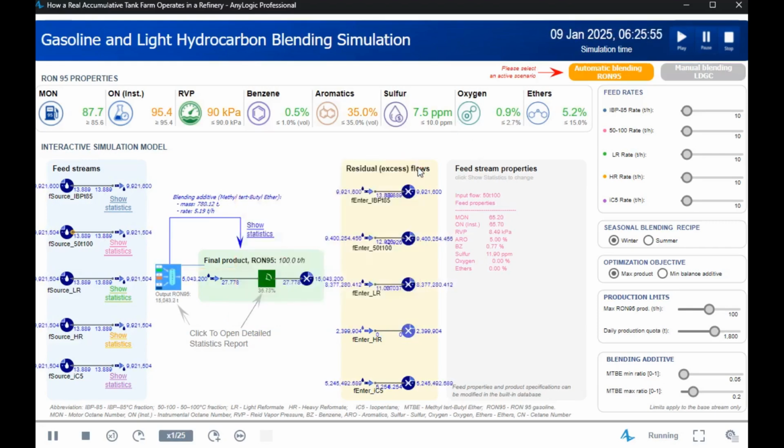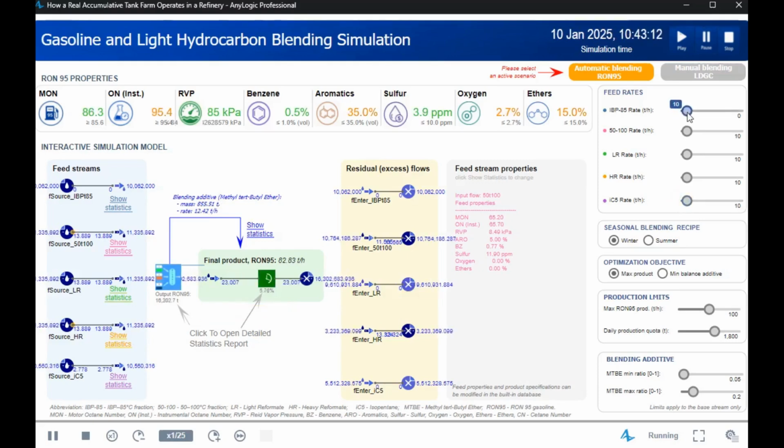For example, if we reduce the flow of the 0 to 85 degrees Celsius fraction, the optimization algorithm recalculates the blending ratio, and A95 gasoline can still be produced. However, if the isopentane flow is reduced to 0, production becomes impossible because the remaining components can no longer satisfy all product specifications simultaneously. This is where the flexibility of Petroleum Refining Library becomes particularly important.